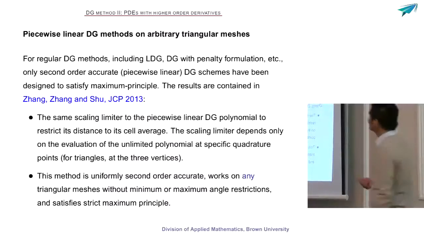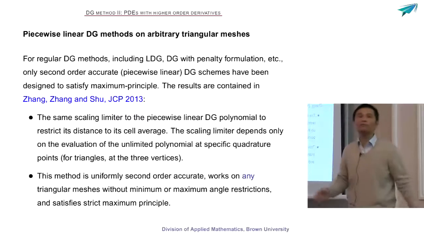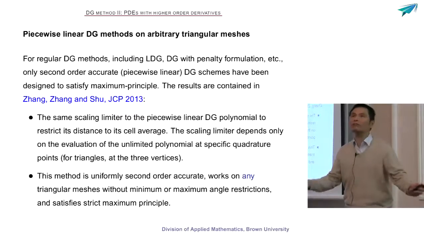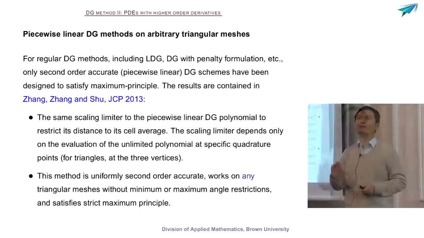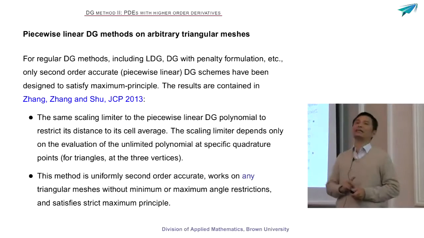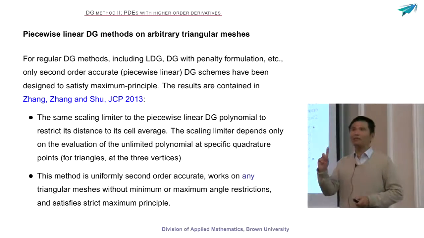The other way, what do you do if you don't want to do this? You still stay with the usual finite volume or the usual DG. Then, unfortunately, all I can say is that we only know how to get this maximum principle preserving or positivity preserving for the piecewise linear case. That means our result is restricted to second order schemes.